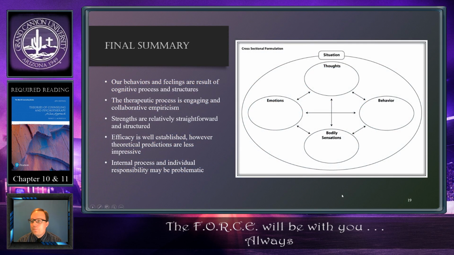And so, finally, this is not the triangle because we've included the bodily sensations. It is called the cross-sectional formulation, but I want you to look at the relationship between thoughts, feelings, behaviors, and the body sensations. If you can pay attention to what you are experiencing inside yourself from moment to moment in all four of those ways, you're going to have great feedback to be able to find the best way to respond to a given situation.